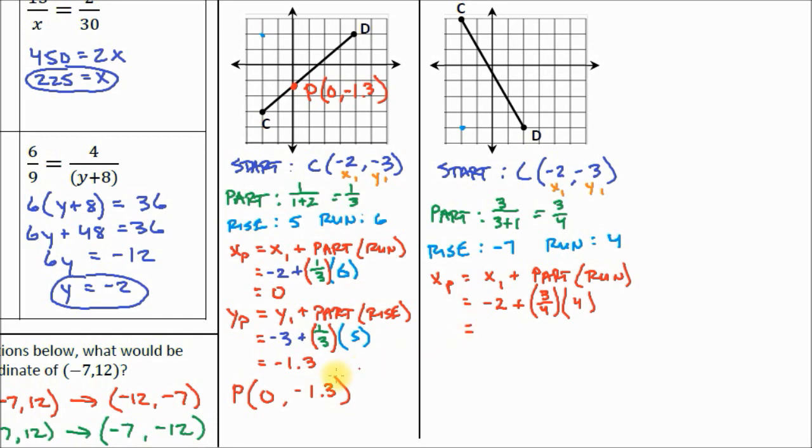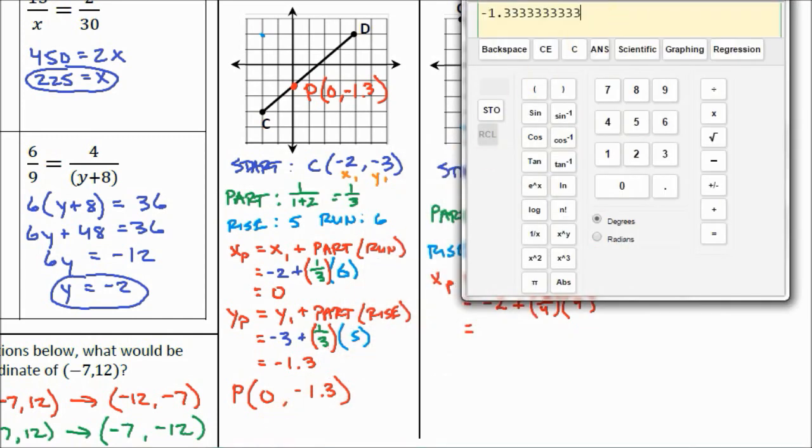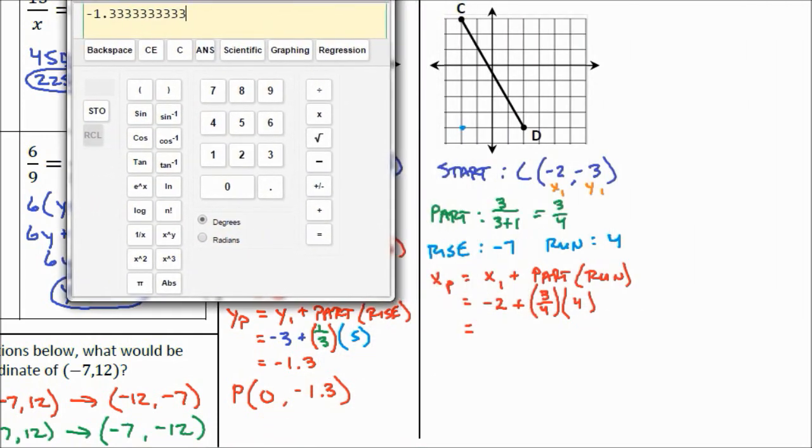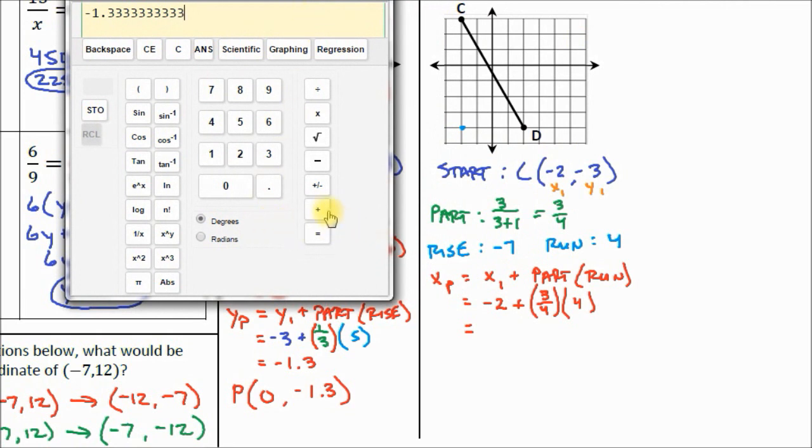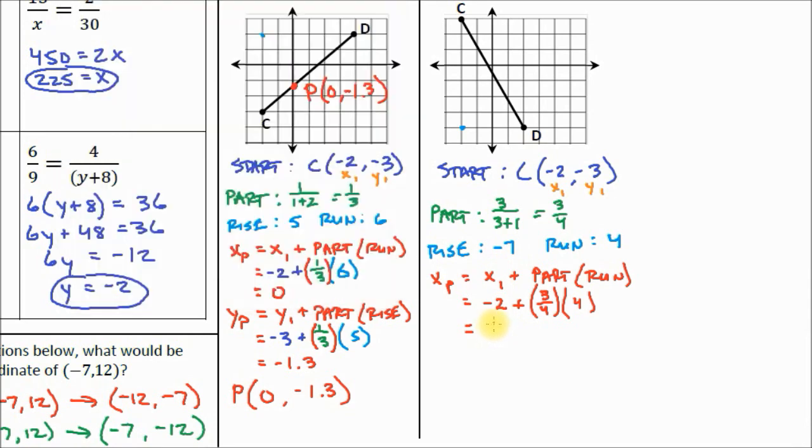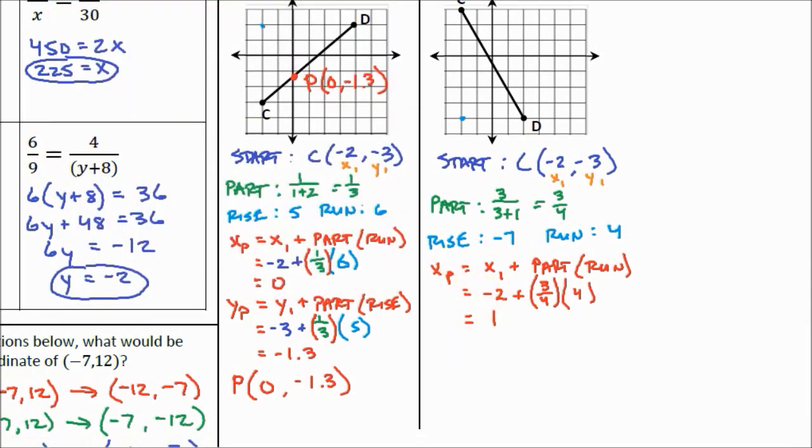All right, let's put this in our calculator and see what we get. I'll slide this over to the other side. We've got negative 2 plus, in parentheses, 3 divided by 4, close parentheses, open parentheses, there's our run, equals, and we got exactly 1. So our X value of point P is 1.